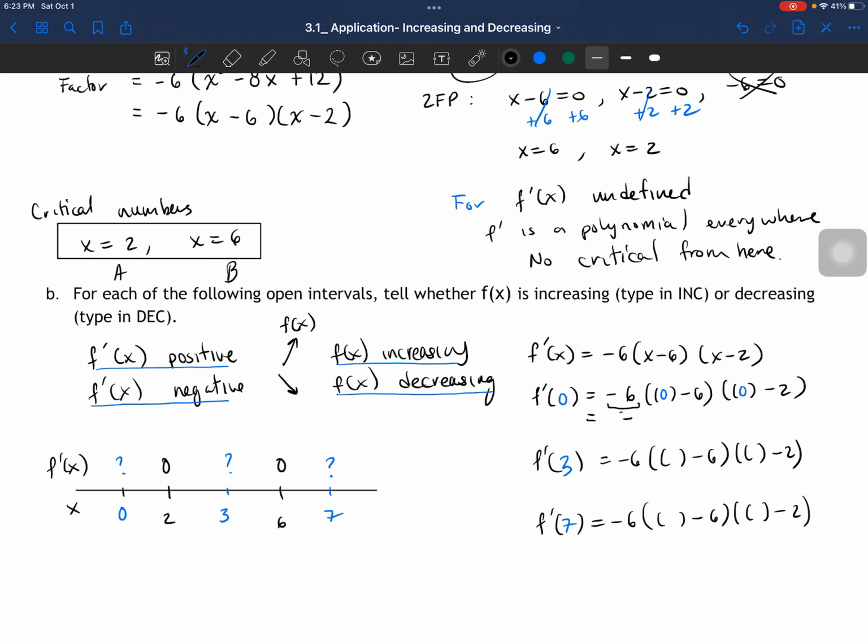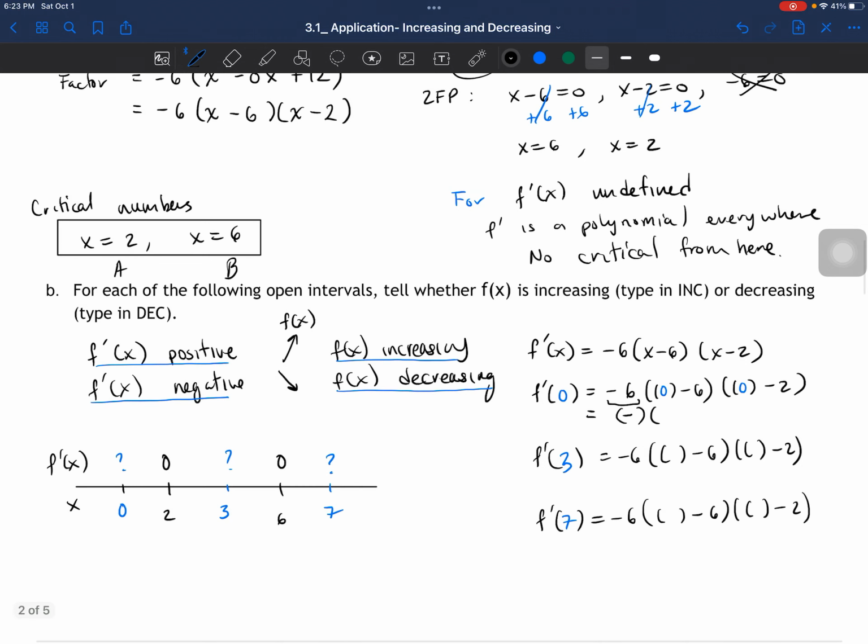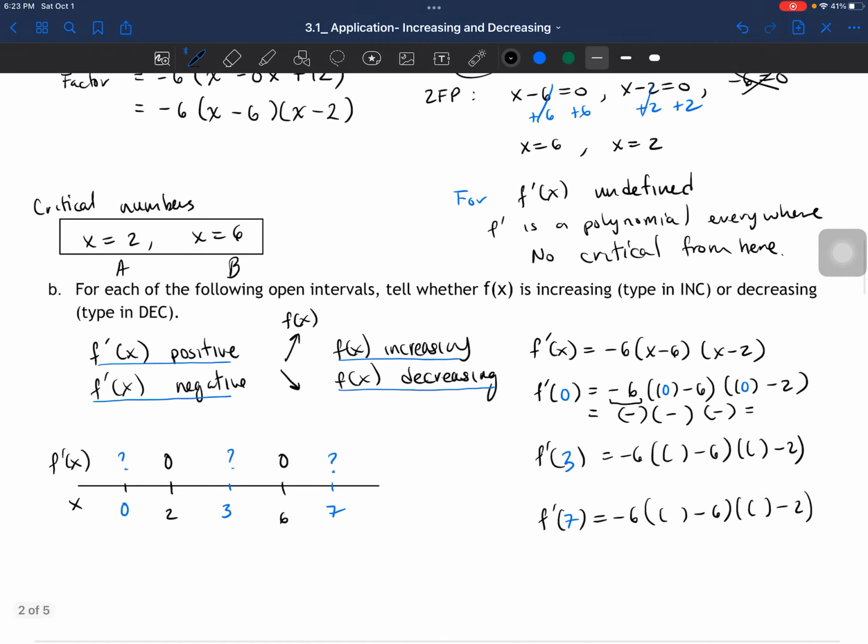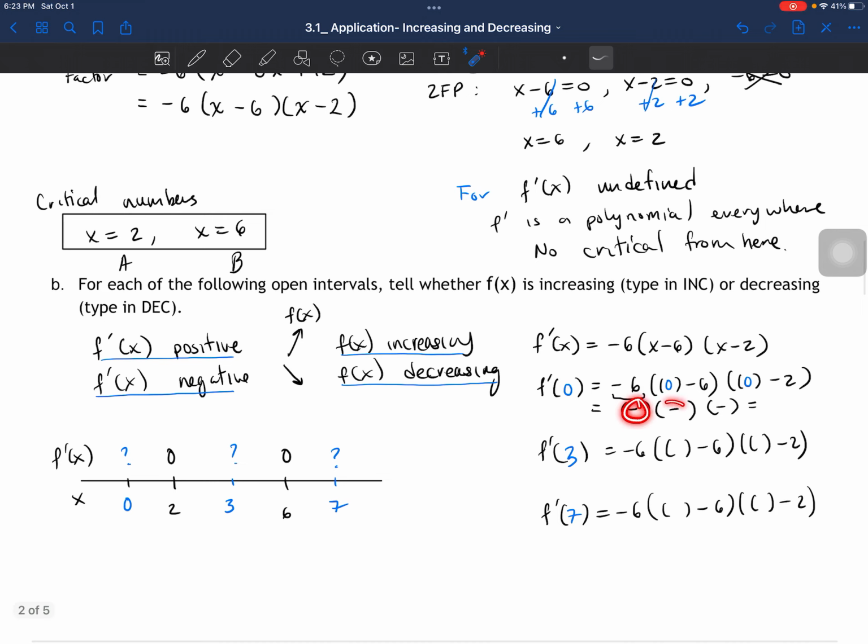Now, this is very informal, but we know that negative 6 is a negative number. We know that 0 minus 6 is also a negative number, and 0 minus 2 is also a negative number. So you see, we have the sign values of the numbers. We have a negative number being multiplied by a negative number, which turns out to be a positive. A positive times a negative becomes a negative number. So we have found that this outcome will be a negative number.